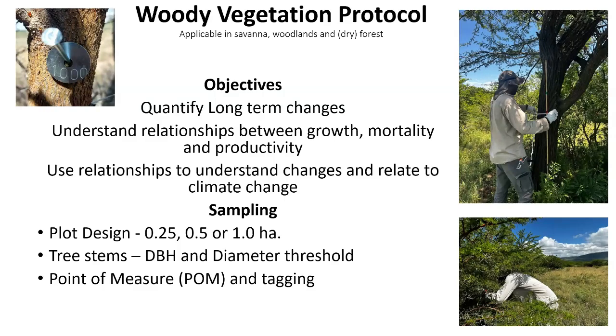So for the woody vegetation protocol, we had 3 objectives: quantify long-term changes, understand the relationships between growth, mortality, and productivity, and use these relationships to understand changes and relate back to climate change. So for the sampling, there are several designs that can be used. We chose to go with the 1 hectare plot, which is ideal for long-term monitoring.